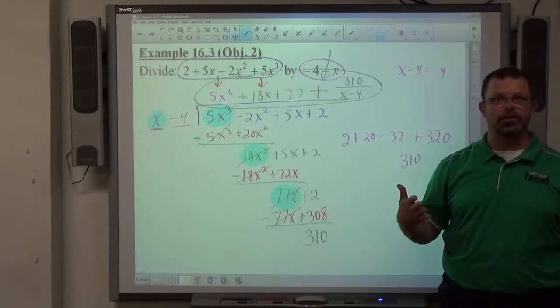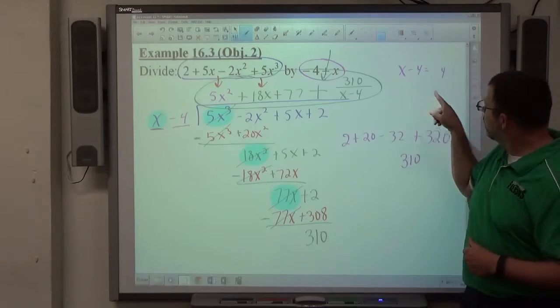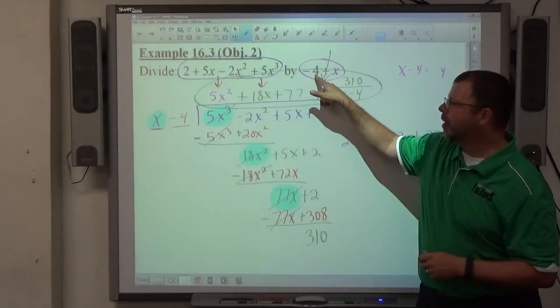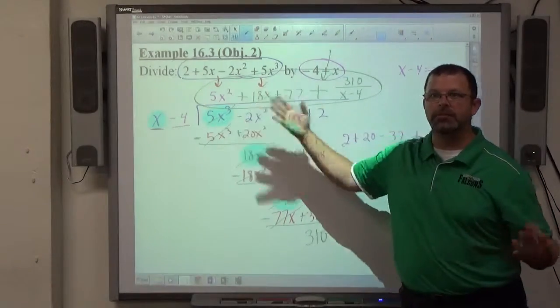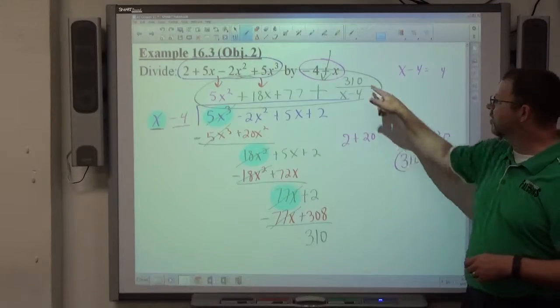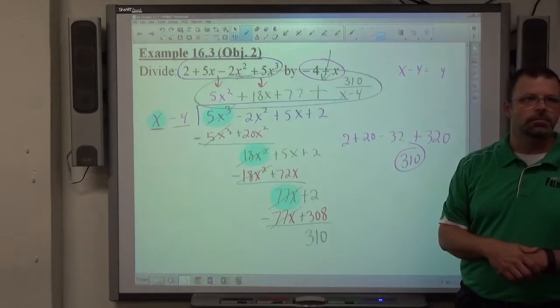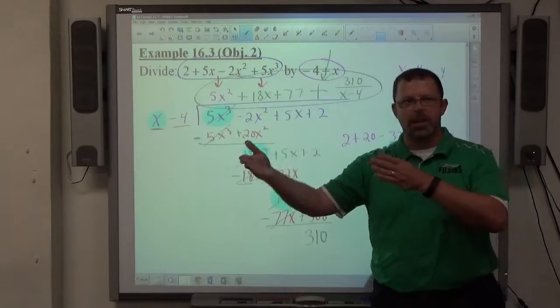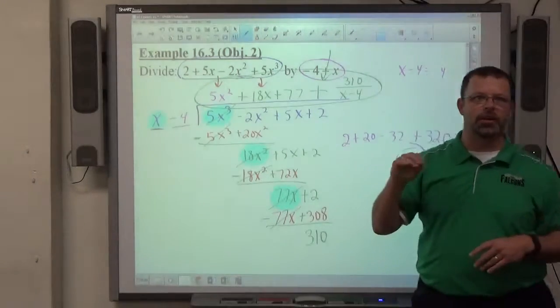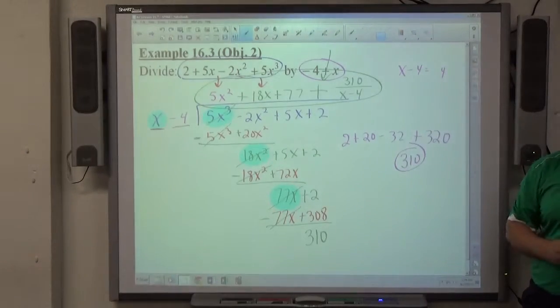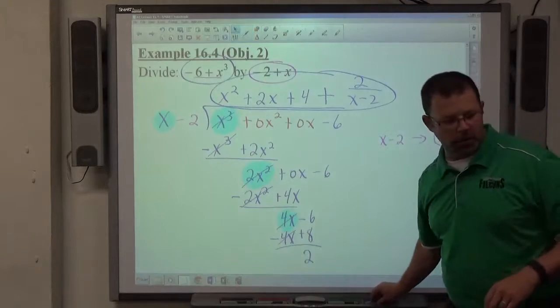So if you just want to do a quick check, did I get this problem right or not, do the remainder theorem. What makes the bottom equal to 0? Substitute that for x and evaluate. If this number matches that number, chances are you're right. There's ways to make a mistake here and a mistake there, and you can still get the right remainder, but usually if you have the right remainder, you have the right answer. So keep that in mind. Just an extra little added feature.